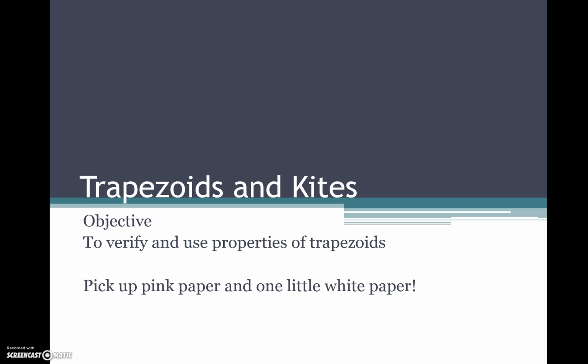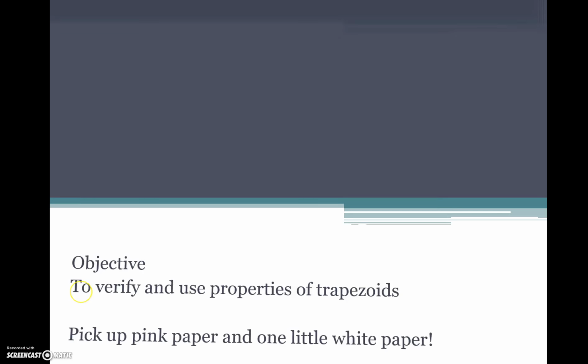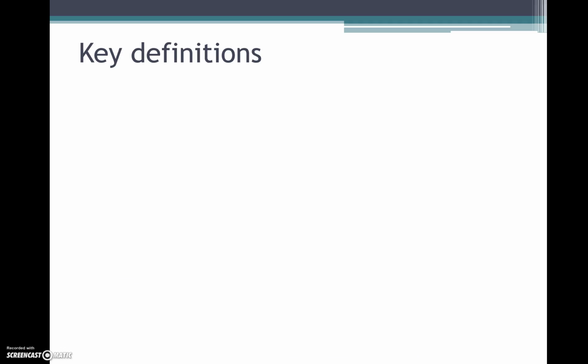Hello students, today we're going to talk about the two new types of quadrilaterals. The first one is a trapezoid and the other one is a kite. So let's first look at some key definitions.